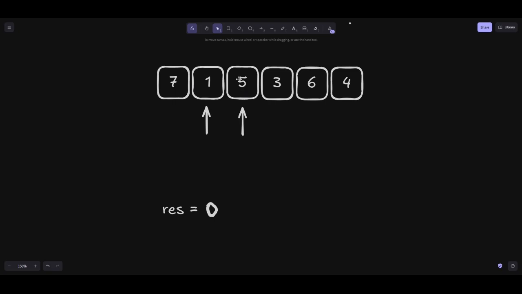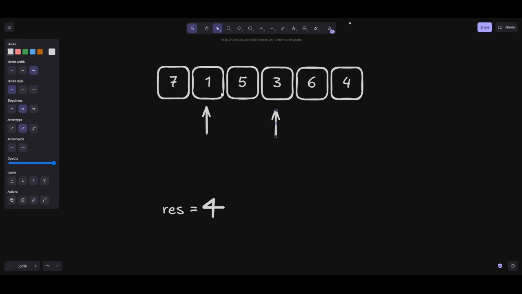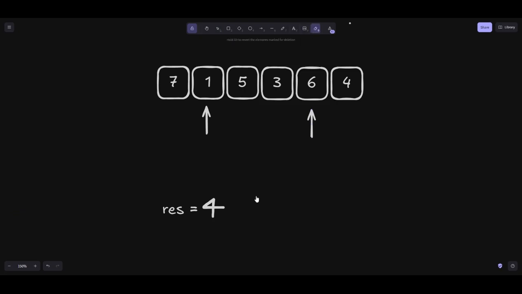Now we do the same thing. Our current profit at this point would be 5 minus 1, so the value at the sell pointer minus the value at the buy pointer. So 4. And then we're going to keep iterating. This would be 3 minus 1, which is 2. We don't replace it because that's smaller. Keep iterating. 6 minus 1, which is 5. So we replace 4 with 5.